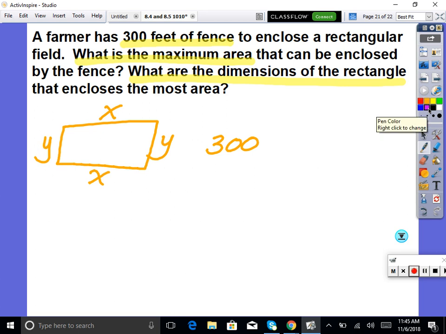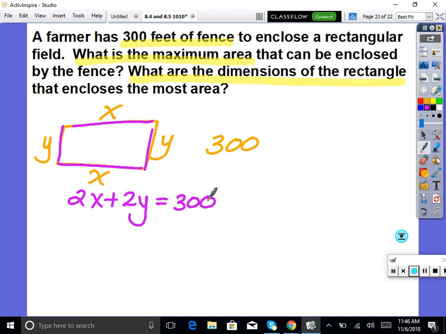So my first true statement would be 2x plus 2y equals 300. Do you agree? There's our first true statement. Now the next true statement for a rectangle: the only thing we know is that length times width equals area, right? We don't know what the area is. We're asked for the max area. So the other true statement is x times y equals area. It's asking you to find the maximum of the area.